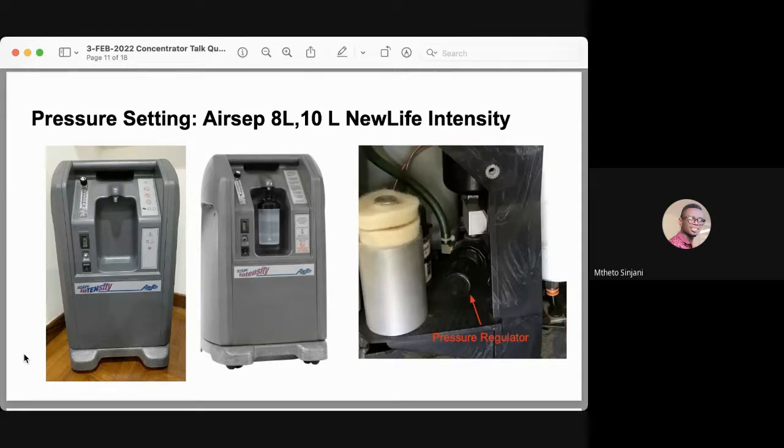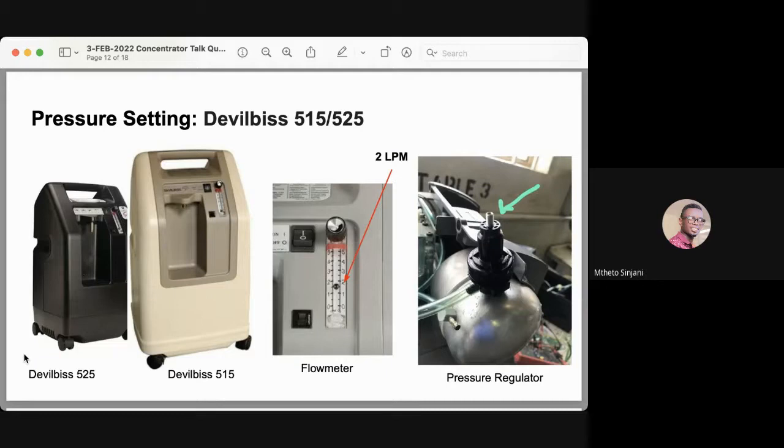Turn the flow meter adjustment knob counterclockwise until it stops. At this moment, the flow meter is widely open. Pull outward the regulator knob to unlock it. Then turn the regulator knob until the outlet pressure is 20 psi or 138 kilopascal on the pressure gauge. After you have done that, push the regulator knob to lock it, and then reconnect the back and the side panels. That's it for the Intensity 8 and 10.